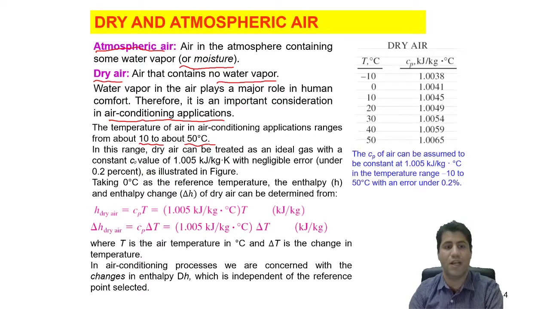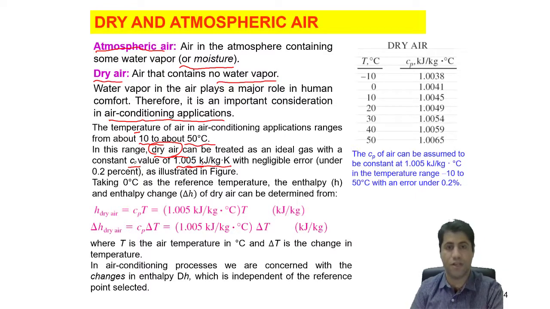Beyond this temperature, air conditioning is useless. If we have temperatures out of this range, we don't need to use an air conditioning system. Or here, actually, it is negative 10 to 50 degrees Celsius. In this range, dry air, the air without water vapor, can be treated as an ideal gas. So it is simplified. However, it is valid only for dry air, as an ideal gas with a constant Cp as a specific heat value equal to 1.005 kilojoule per kilogram.